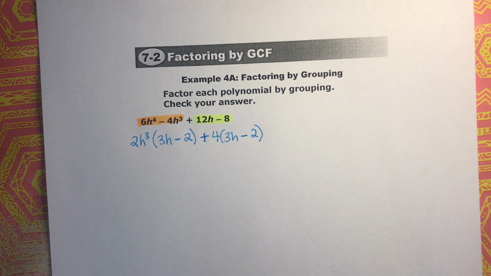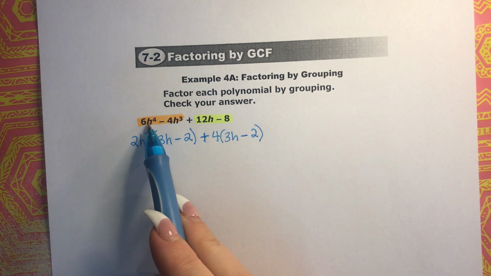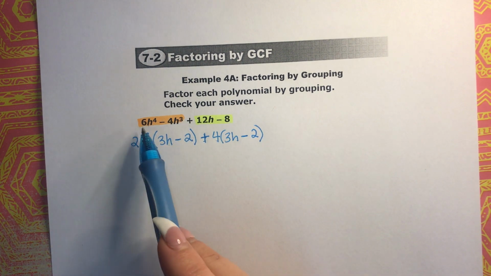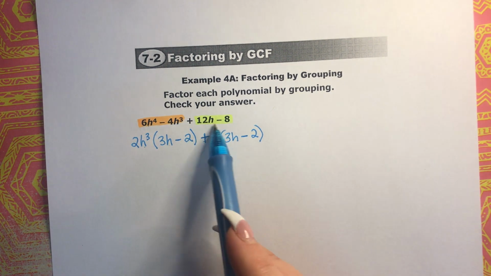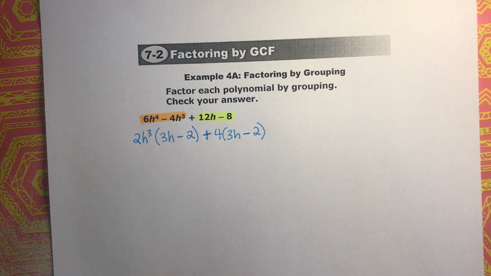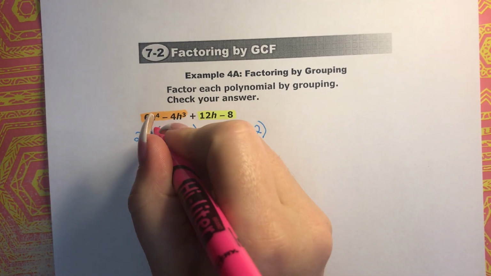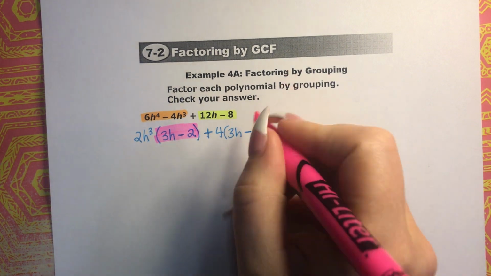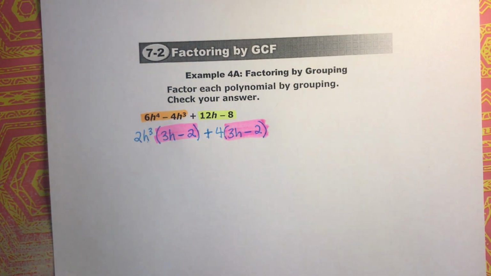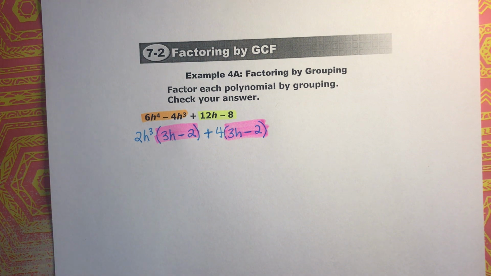All right, now that's the first step. You have 4 terms, and you group them together into 2 groups. You factor out the GCF for each group individually, and now look, do you see anything? This is totally like the last example, example 3. Look, there's a 3h minus 2, and there's a 3h minus 2. They have that in common. So now we're just back to an example 3 problem. We're going to factor that out.